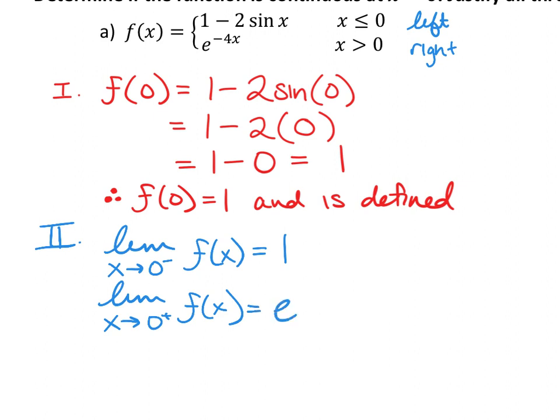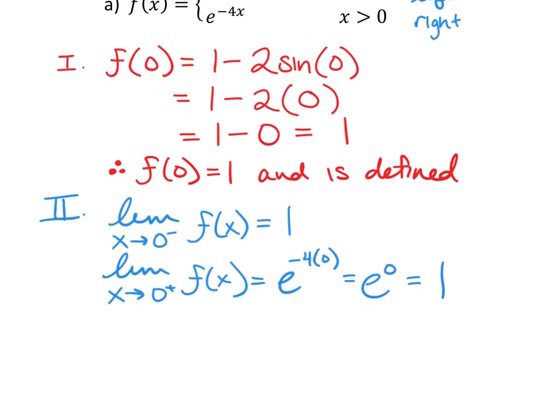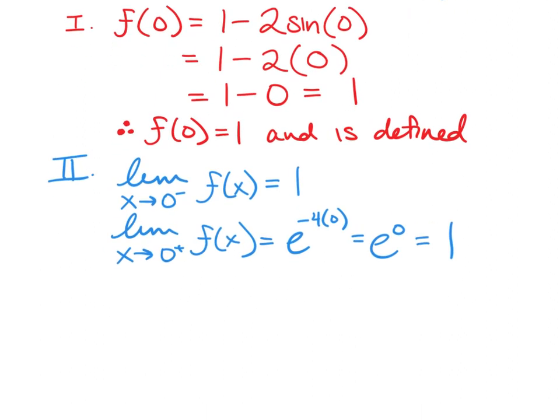If we go back to the bottom and we plug in 0 to the bottom equation, we would have e to the negative 4 times 0. What's negative 4 times 0? 0. And what's anything to the 0 power? 1. So does this limit exist? Why? Because I got, not just that it was defined, what did I get for both the left and the right side? I got the same number. Cool. When I get the same number, I can say, therefore, the limit as x approaches 0 of f of x is equal to 1.